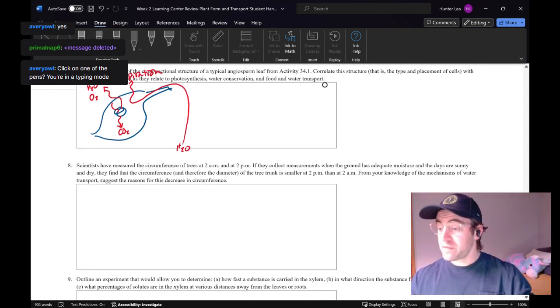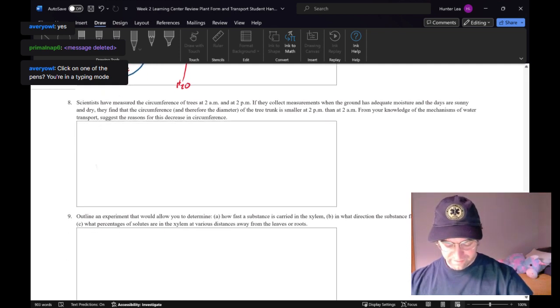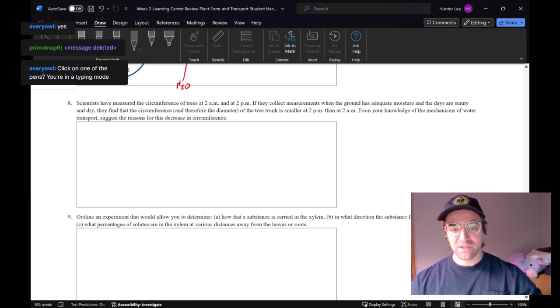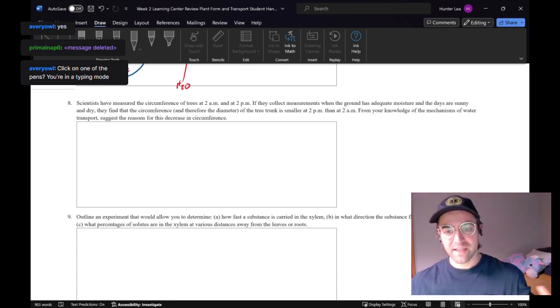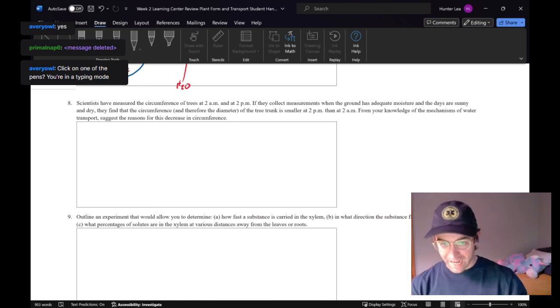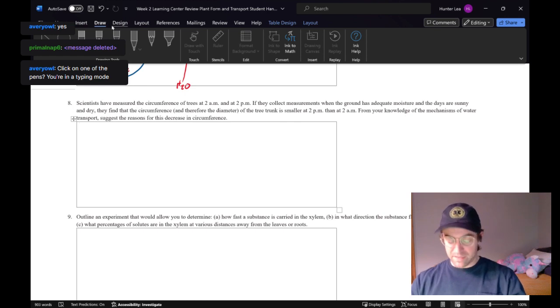Xylem and phloem are in close proximity. All right, scientists have measured the circumference of trees at 2 a.m. versus 2 p.m. And if they collect measurements when the ground has adequate moisture and the days are sunny and dry, they find that the circumference and therefore the diameter of the tree trunk is smaller at 2 p.m. than at 2 a.m. From your knowledge of the mechanics of water transport, suggest the reasons for this decrease in circumference.